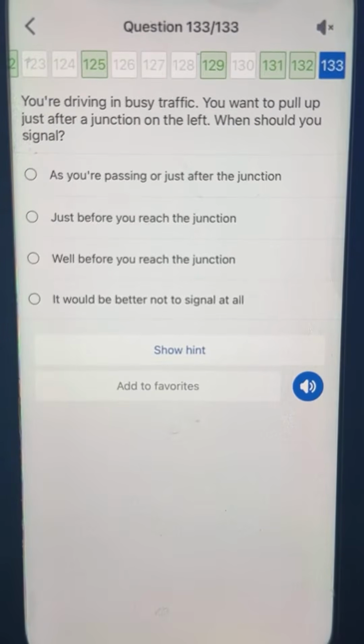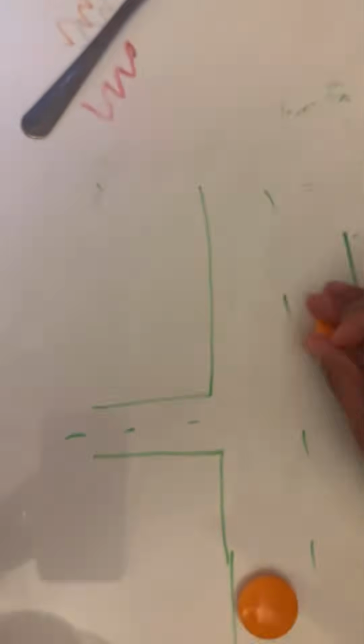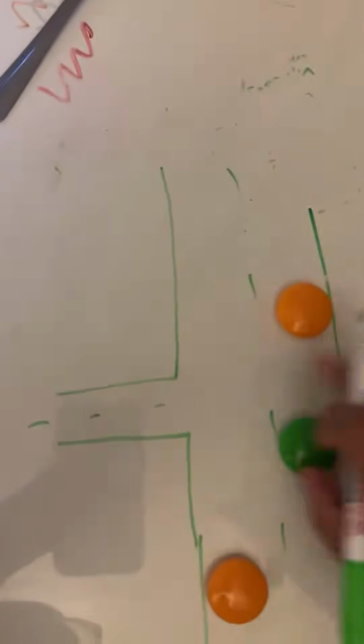Okay, the question is saying you are driving in busy traffic and you want to pull up just after the junction. So there is a junction ahead of you, and there is a lot of traffic around you. So this is you here somewhere. Traffic here, busy.